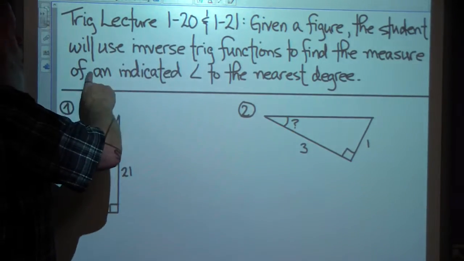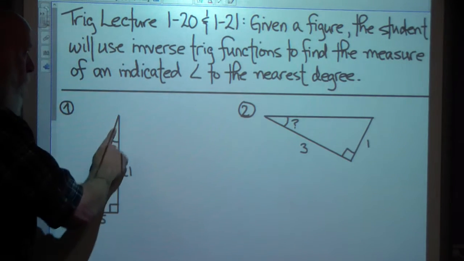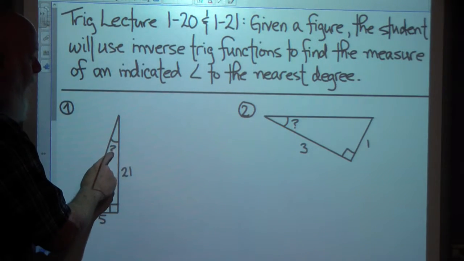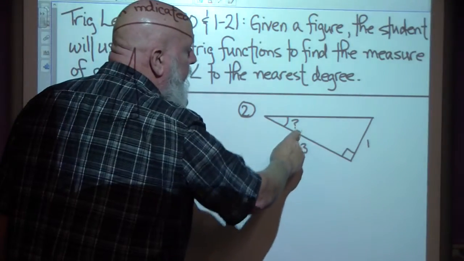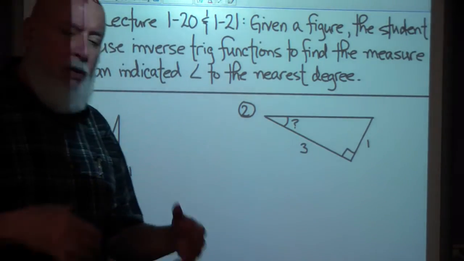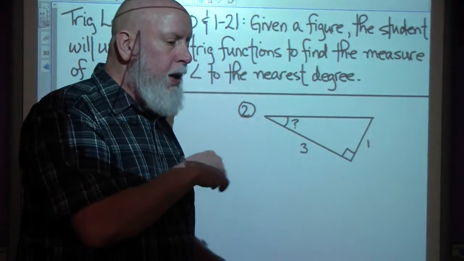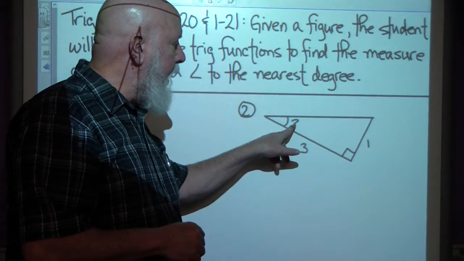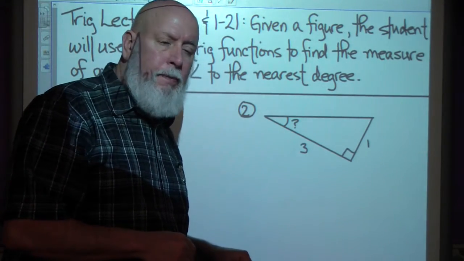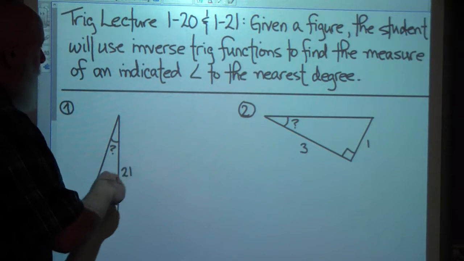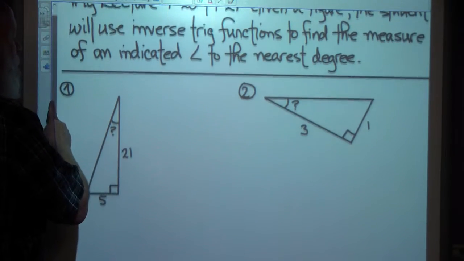And again, we're going to be using a figure, that's a drawing, and we're going to find the measure of the indicated angle. There's a little question mark there. I usually draw thetas, but I noticed on the worksheet that it had question marks instead of thetas, so I put question marks there. When I go to figure it, I'll just write theta. Here we go.